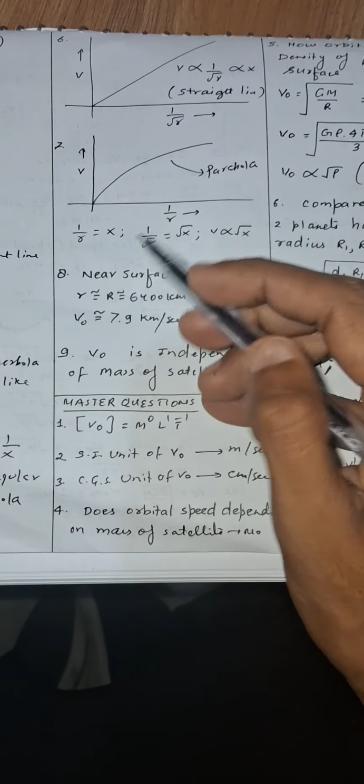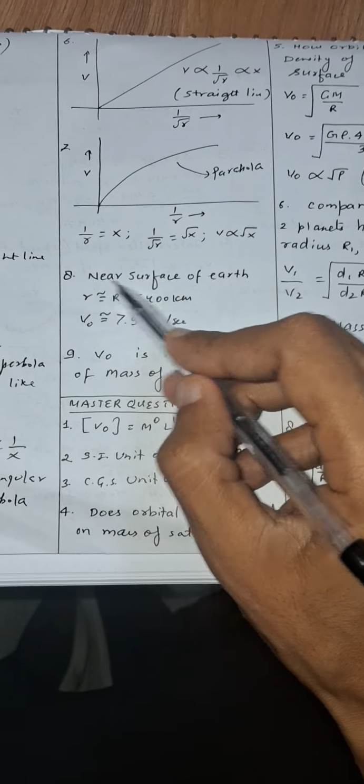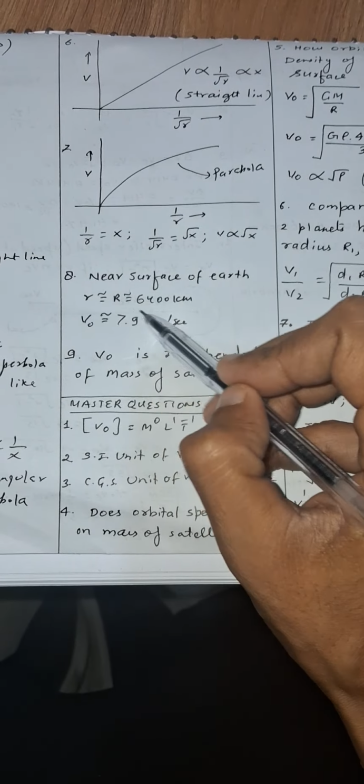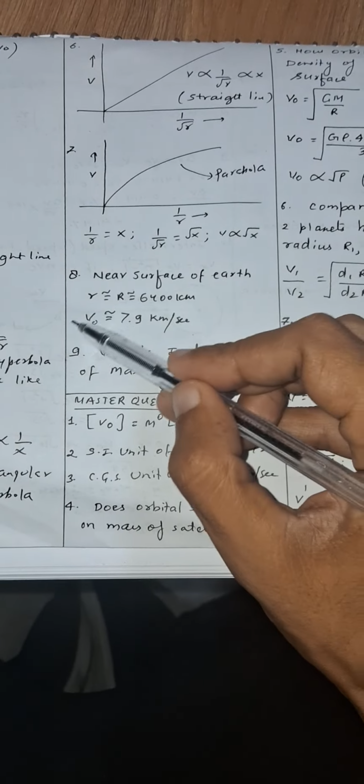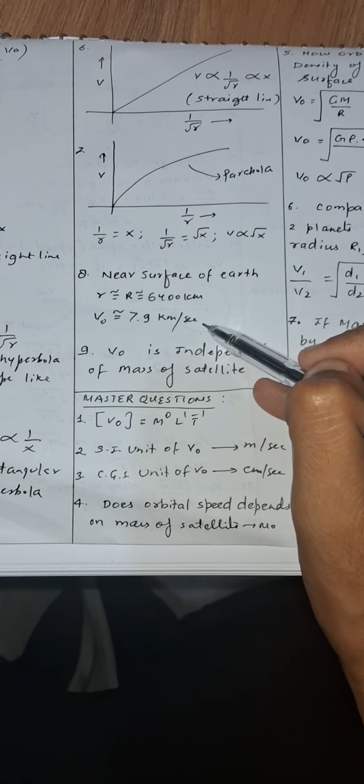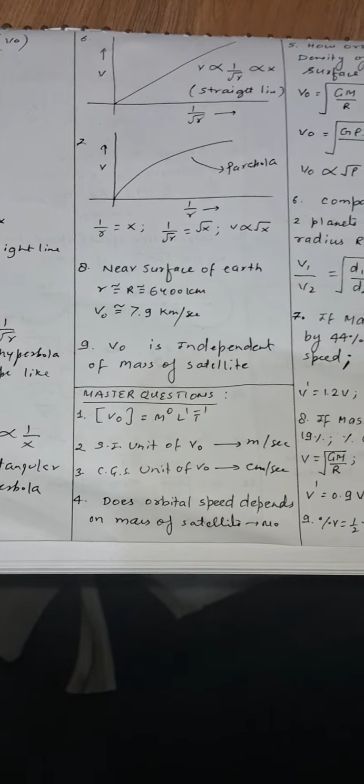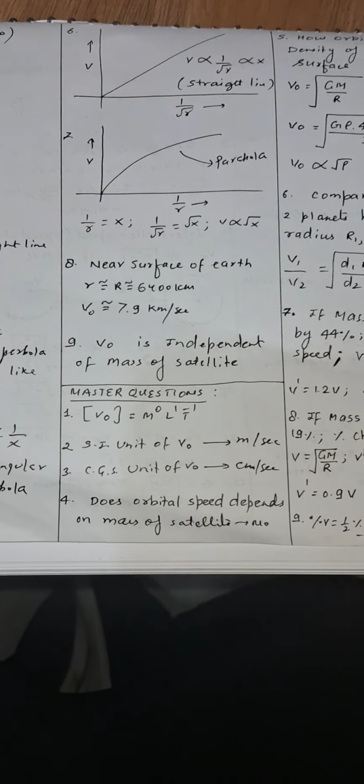Now there are certain mathematical relations for that. Near the surface of earth, we take r equal to 6400 km. So if you substitute this value, the orbital speed comes out to be about 7.9 km per second. This question has been asked in many competitive exams, so you must remember it.